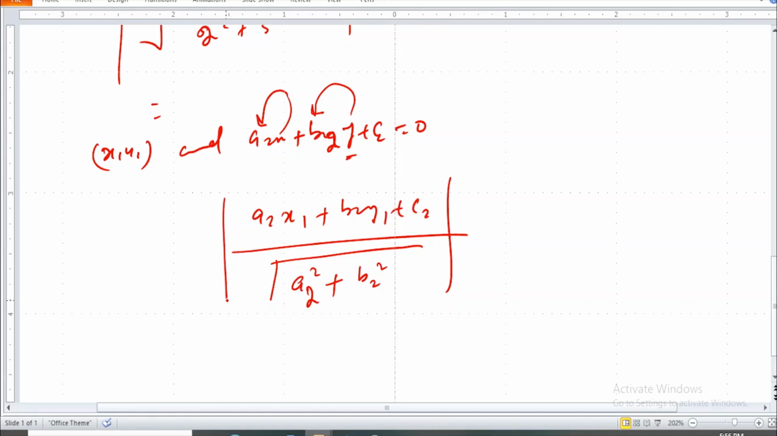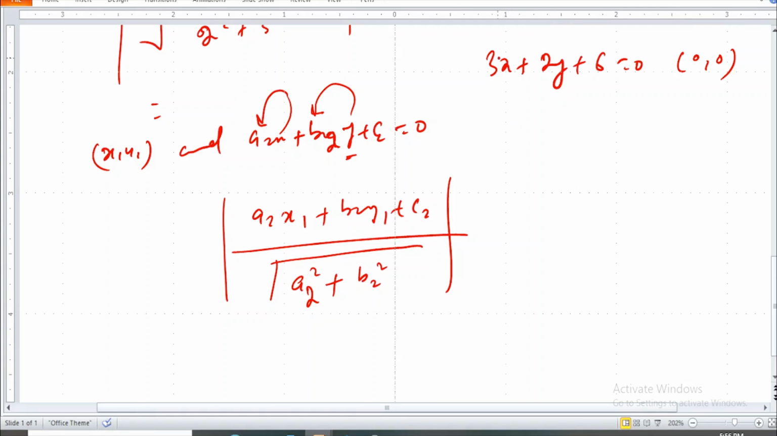So this is the perpendicular distance of a point from a line, and we will be able to create several questions and solve them on our own. For example, 3x plus 2y plus 6 equal to 0 is a line, and a point (0, 0). So what is the distance of the point from the line?